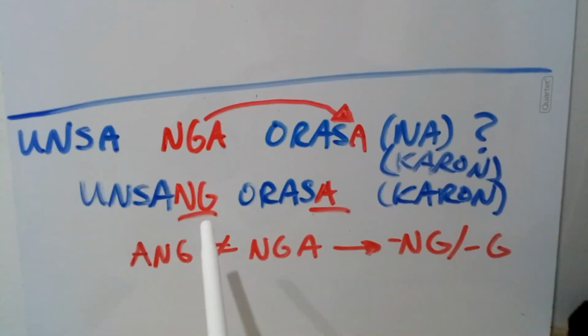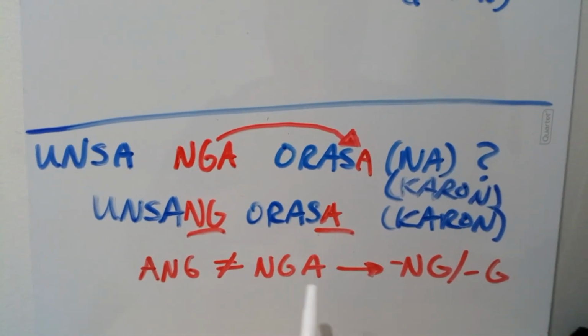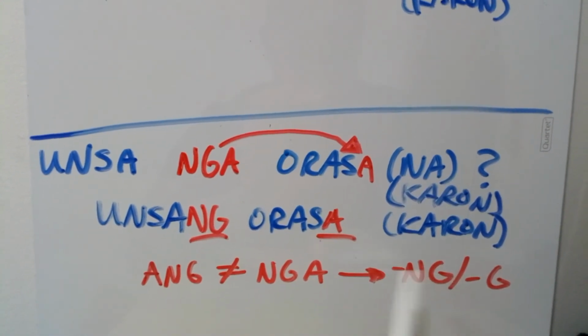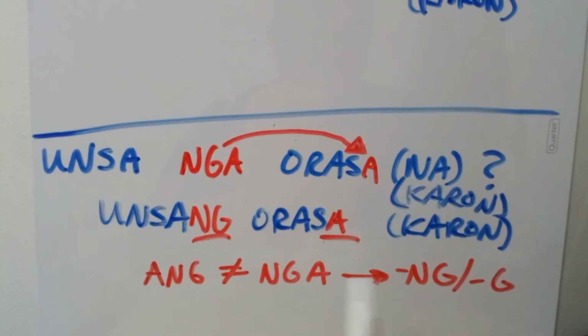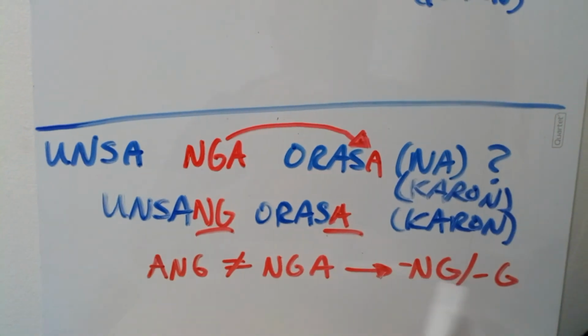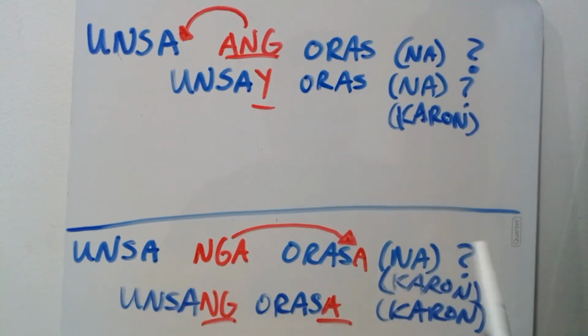So ang doesn't equal, or isn't the same in contracted form as, nga, and nga can be contracted as either ng or g, right? The letters depend on whether the noun being modified ends in a vowel or a consonant. So this is just something I really want to point out, because this mistake gets made once in a while.